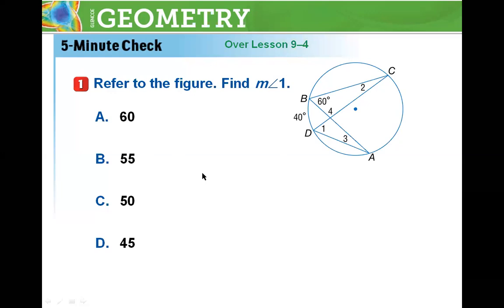The measure of angle 1 equals 60 because angle B and angle D contain the same arc. Yes, they are inscribed angles subtended by the same arc, which is arc AC. So two inscribed angles subtended by the same arc are congruent. This is theorem 9.6. So the answer, like you said, is letter A.